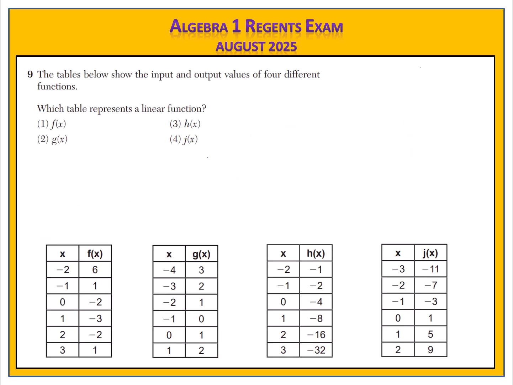Problem 9. The tables below show the input and output values of 4 different functions. Which table represents a linear function? Notice that the choices are f of x, g of x, h of x, and j of x. The name of the function is shown in the y column of each of the tables. Linear functions have a constant rate of change. That rate of change is called the slope.